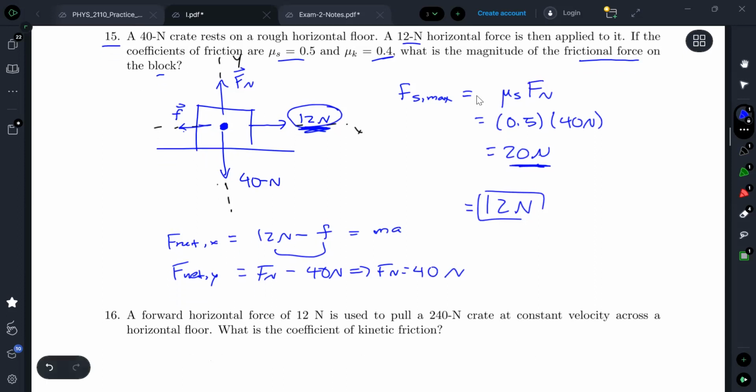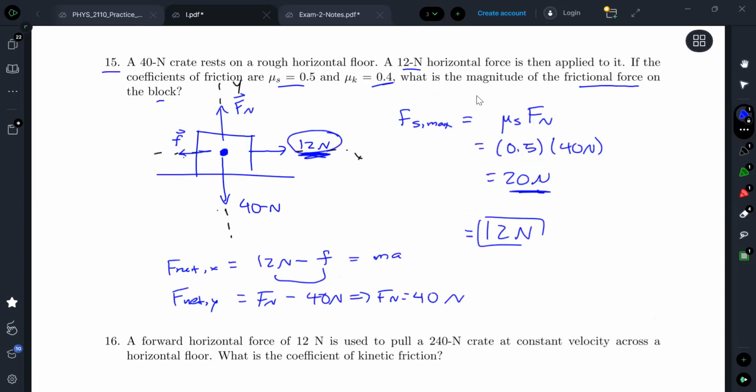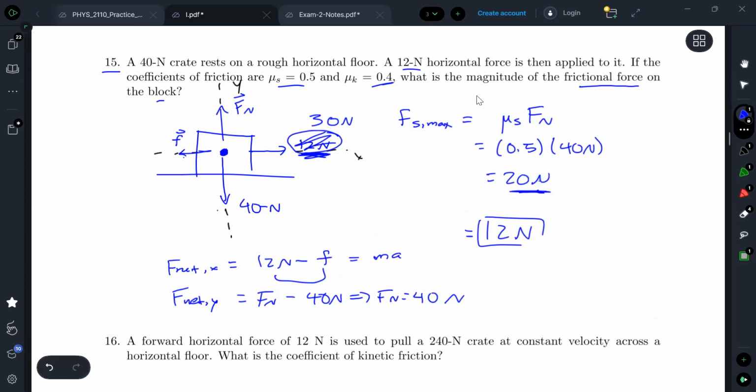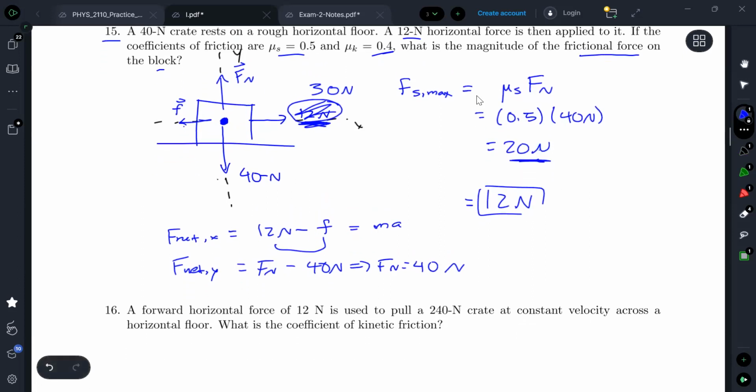To give you a sense of, say it was moving, well, how would we do this? Let's say this pull was instead 30 newtons. In that case, we found out this pull is greater than the maximum static friction, so the crate's going to start moving. Then we're dealing with kinetic friction. In that case, it is always this formula.